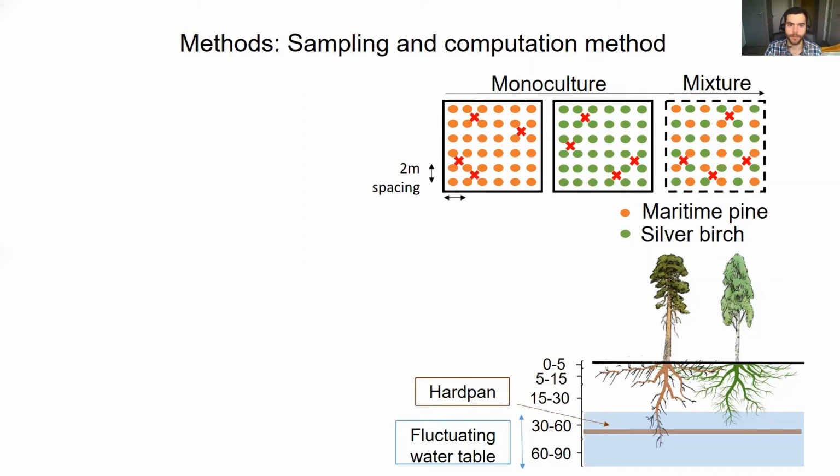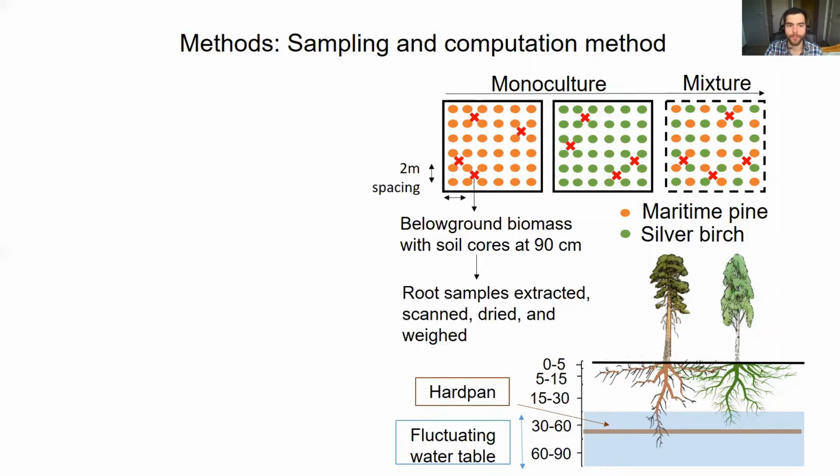For our experiment, we harvested litter and soil cores at 90 centimeters deep from 4 sampling points within each plot. Each soil core was then further divided into 5 soil layers of different depths to better capture the vertical distribution of roots. From each of these layers, root samples were then extracted, scanned to assess fine root morphology, then dried and weighed.